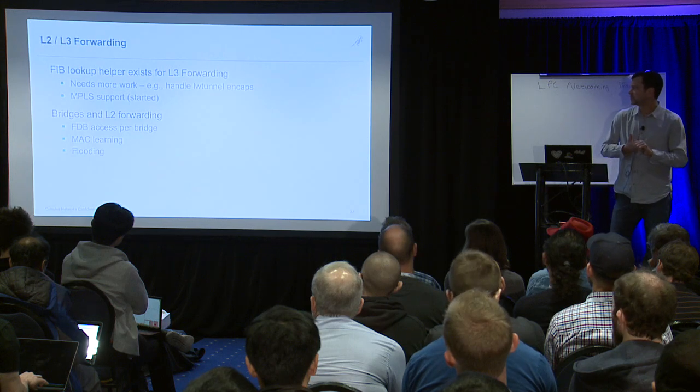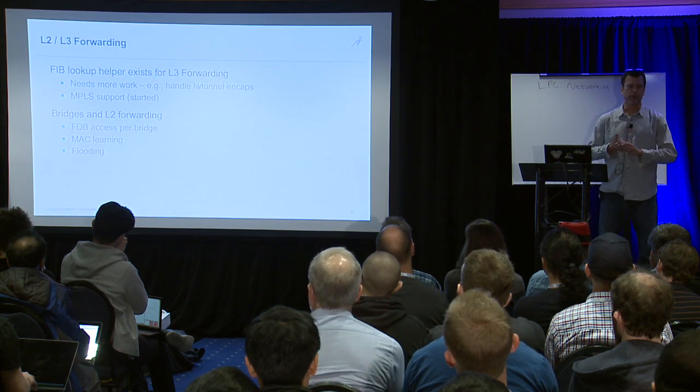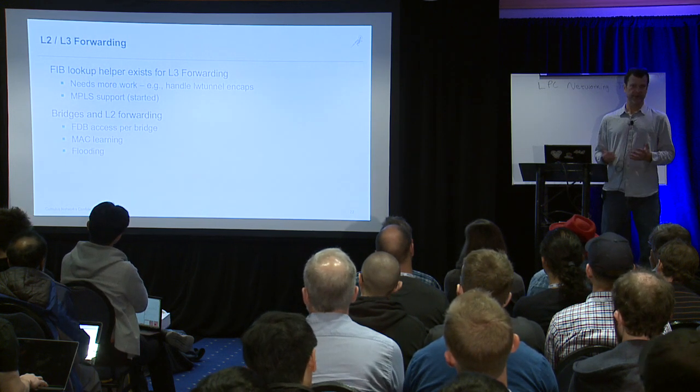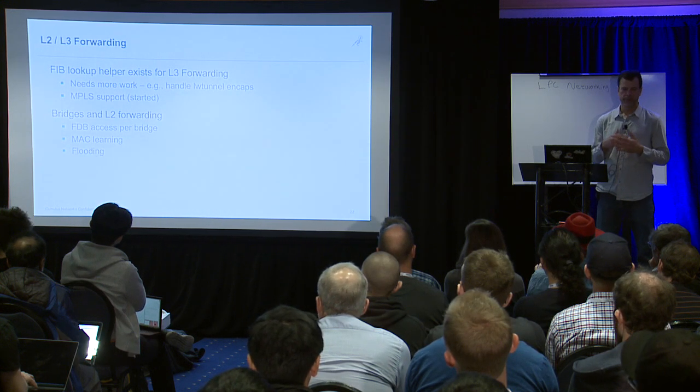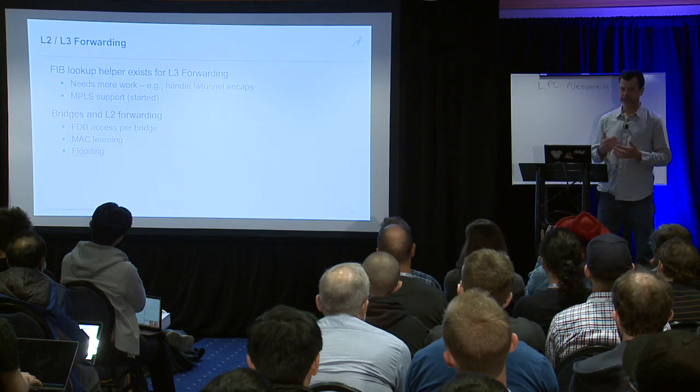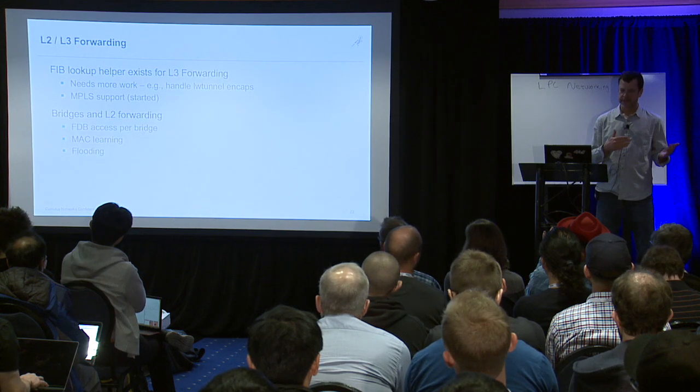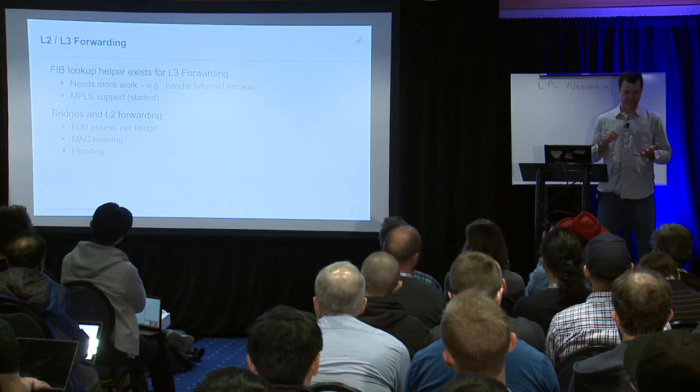L2 and L3 forwarding. So for L3 forwarding, the FIB lookup helper exists today, but it's very limited. You can only do forwarding from one port to another. No features, no upper level device support for that yet. That's what I have the prototypes for.